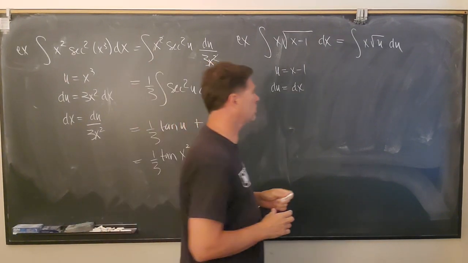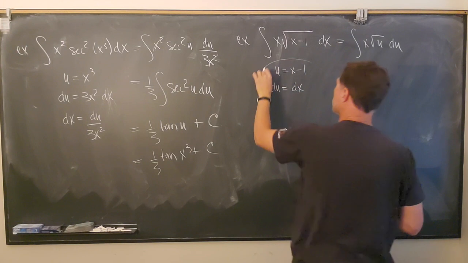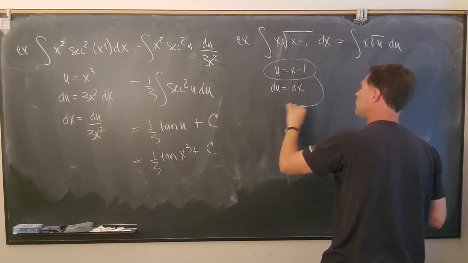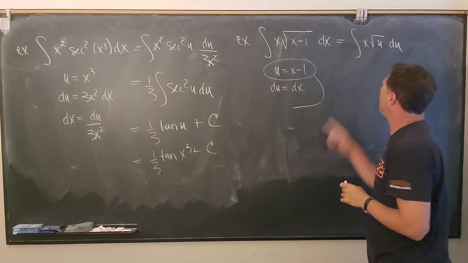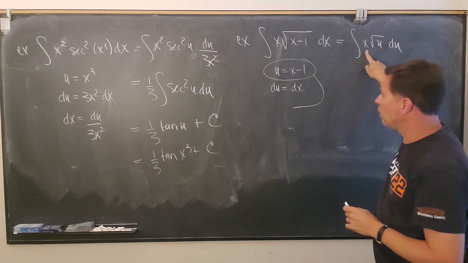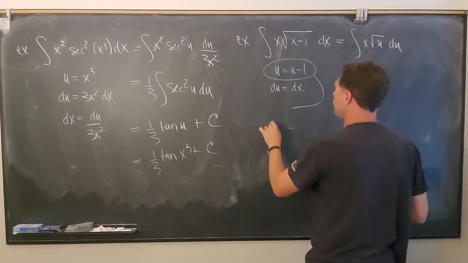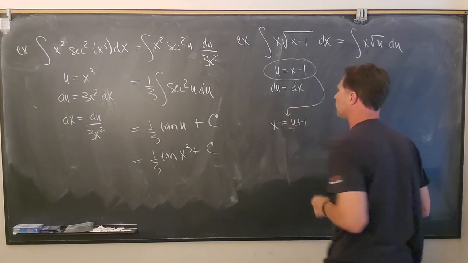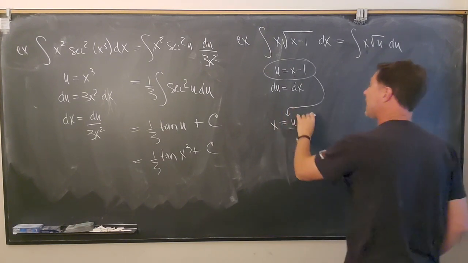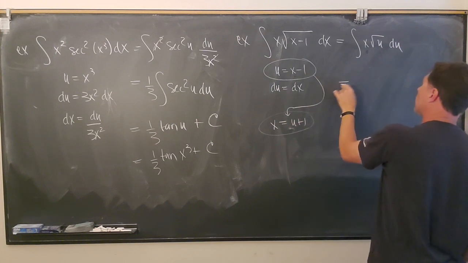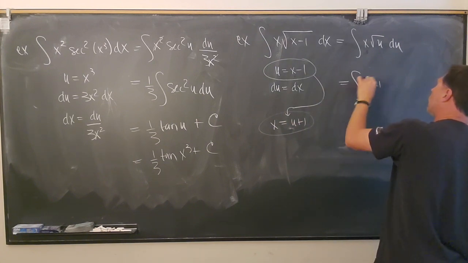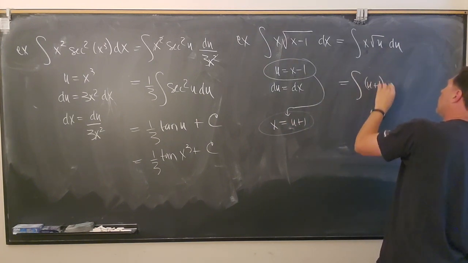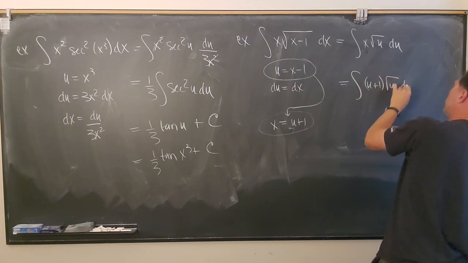Well, that's okay, because what I'm going to do is look at my substitution equation. I've got this lingering x here. What can I do with it? Well, if I solve, what we find is that x is equal to u plus 1. And now I can take that and substitute, and so what we get is a u plus 1 times square root of u du.